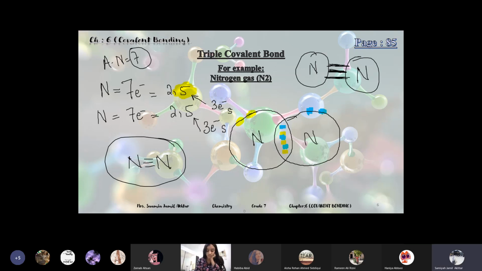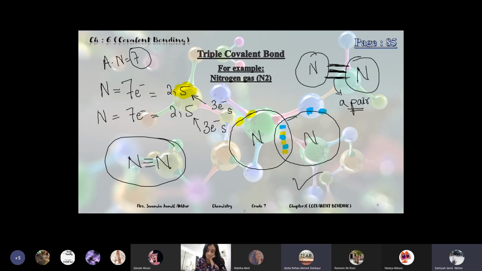Okay, each bond is representing a pair. So how many shared pairs are there in a nitrogen molecule? 3. Yes, 3 shared pairs, and 3 bonds. So each bond is representing 1 pair. If there are 3 pairs, then 3 bonds. 2 pairs, 2 bonds, like in oxygen.